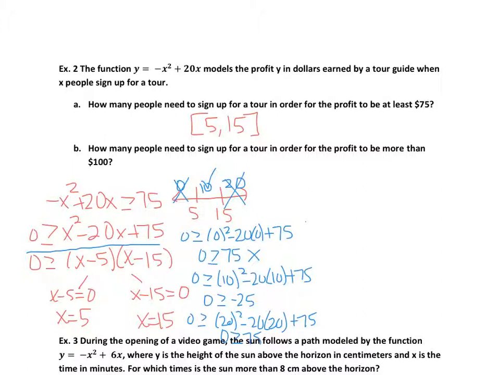Now let's answer part B. Part B says how many people need to sign up for a tour in order for the profit to be more than $100. So in setting this up, I'm going to do the same thing. I've got negative x squared plus 20x is greater than 100. So again, I'm going to do like what I did on the first inequality. I'm going to move both of these over here so that I wind up with a positive x squared. So moving everything to the right side, I've got 0 is greater than x squared minus 20x plus 100.